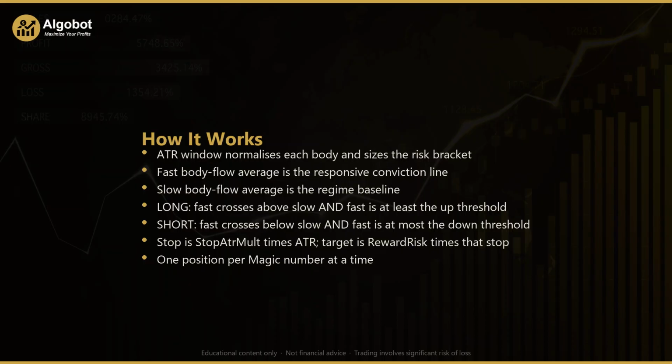The EA holds only one position per magic number at a time, and once a trade is open, that stop loss and take profit bracket manages the exit entirely. There is no averaging in and no second position stacked on top. It's a clean, one trade at a time framework.